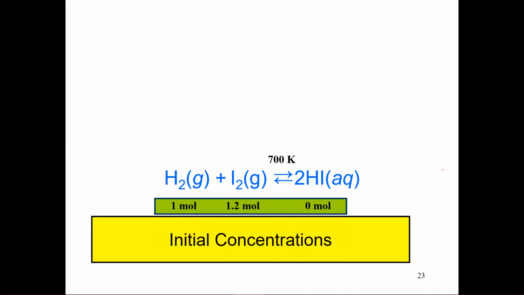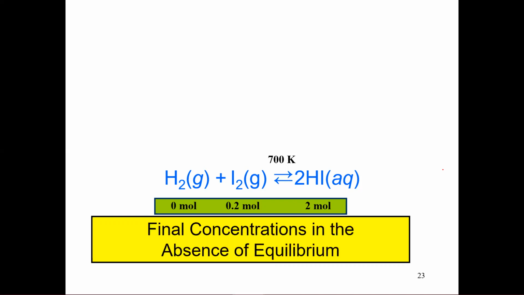You start off with initial concentrations. If you change the initial concentrations to increase iodine gas, in the absence of equilibrium you get 2 moles of HI. And notice this is extra.